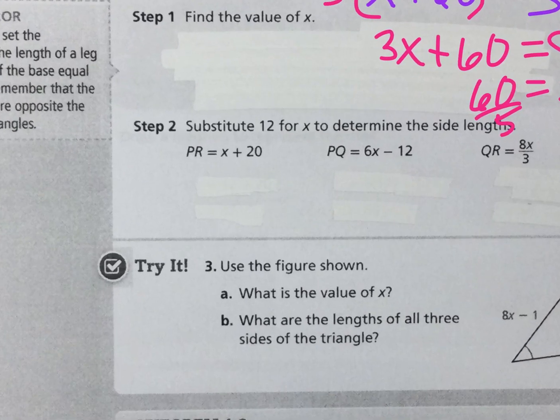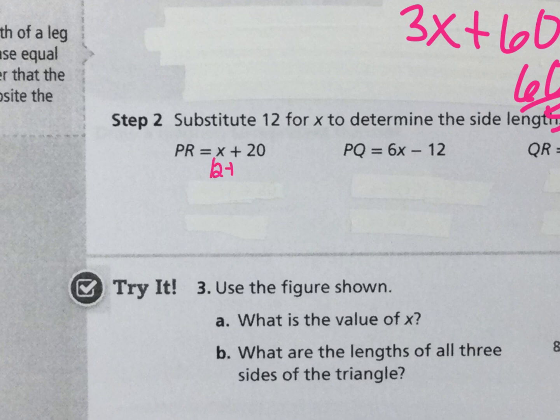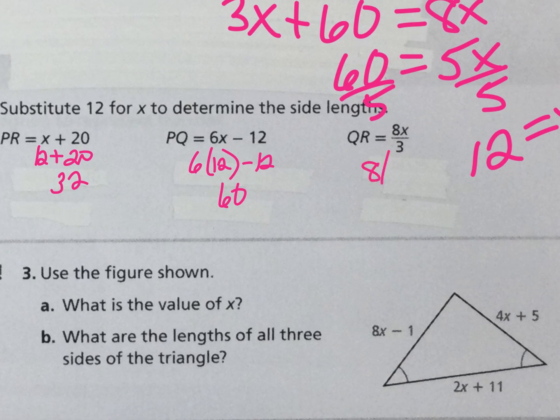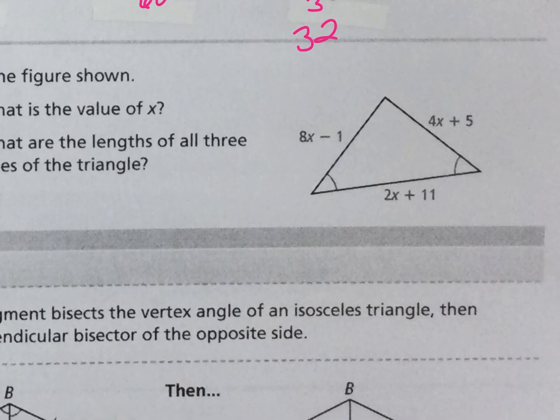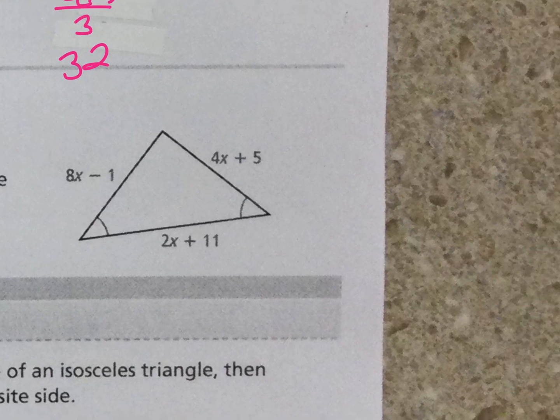So now if I plug 12 in, 12 plus 20 gives me 32. 6 times 12 minus 12 will give me 60. And 8 times 12 divided by 3 is going to give me 32. And these are all degrees. No, they're not degrees because they're sides. Okay? Now I want you to try this one, see if you can figure it out, and then come back and see if you did it right.